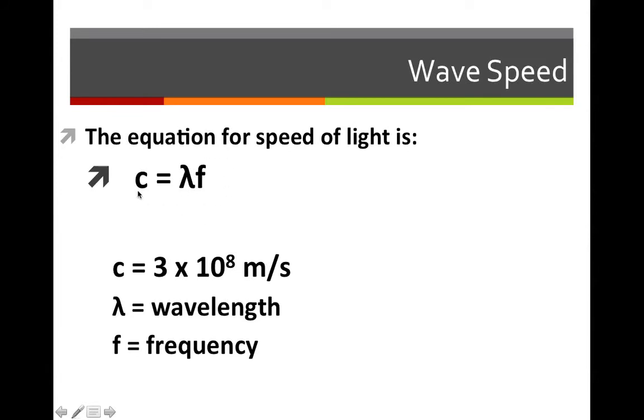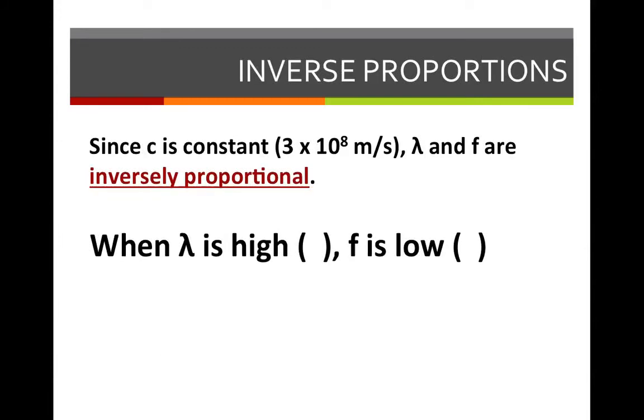So that means since this is always constant, if you know lambda, if you know the wavelength, you can find the frequency. Or if you know the frequency, you can always find the wavelength using algebra. Okay? So since c is always constant and we can find out the other two, we find that they are inversely proportional. And what that means is that when one is high, the other will flip and do the opposite thing. When you use their proportions, they're inverse. When one goes up, the other goes down.